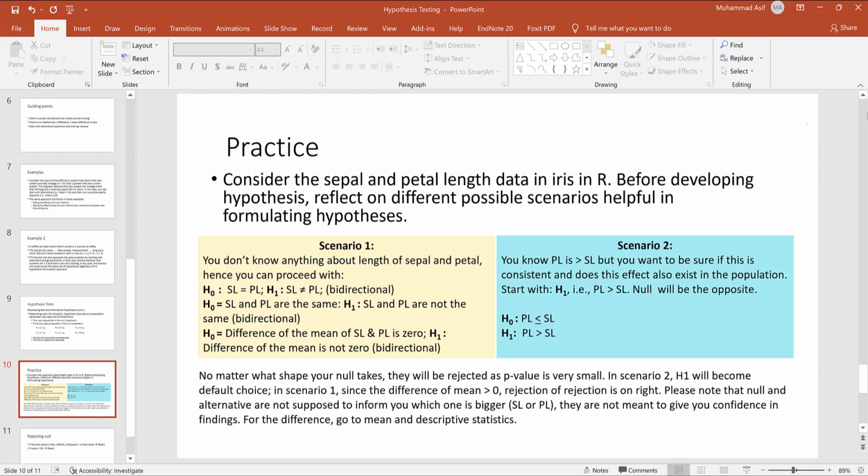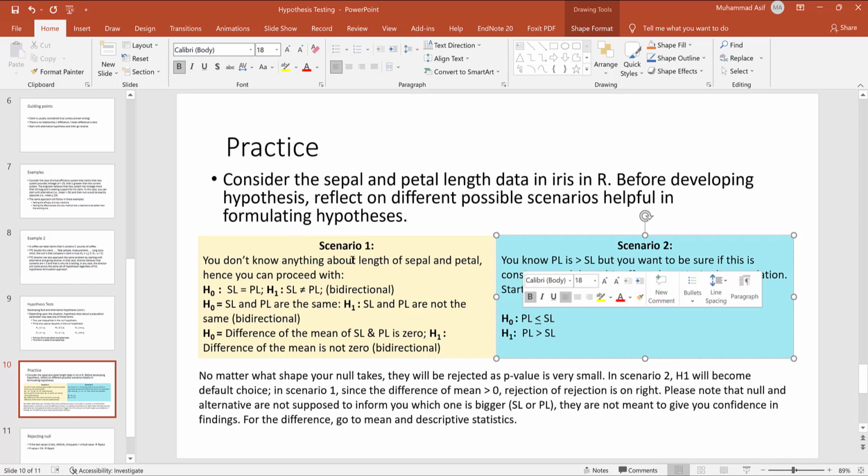Now in that case, the researcher can start with the alternative hypothesis, which would be that petal length is greater than sepal length. That's what the researcher knows, that's their belief, and then they can go in reverse to the null hypothesis, which would be exactly the opposite: petal length is either equal to sepal length or less than that, or they are of the same length. That's the same thing that we discussed in the first scenario.